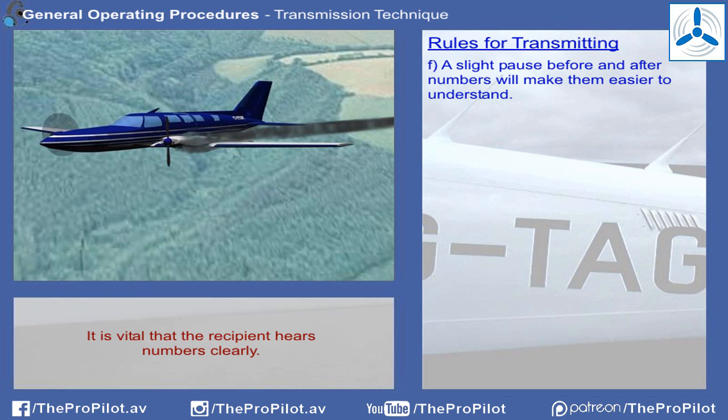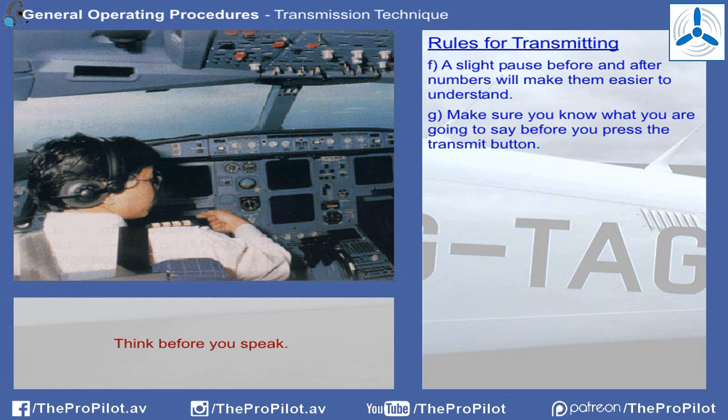Many RT transmissions contain lots of numbers, and it's vital that the recipient hears the numbers clearly. You must therefore pronounce the numbers correctly. Try to avoid ums and ahs. The easiest way of avoiding these irritating noises is to make sure you know what you're going to say before you press the transmit button. A few seconds thought before you speak is more likely to result in a clear and concise message.